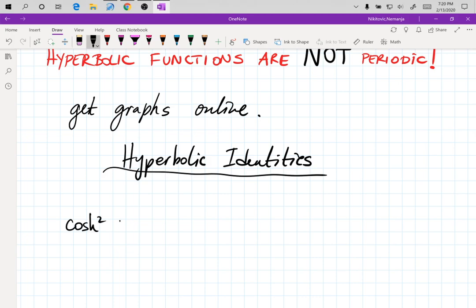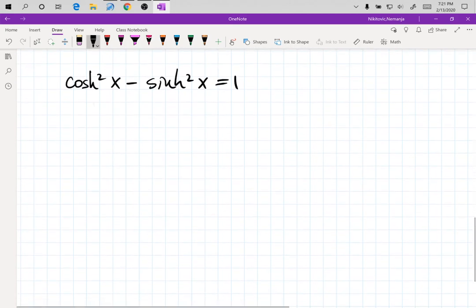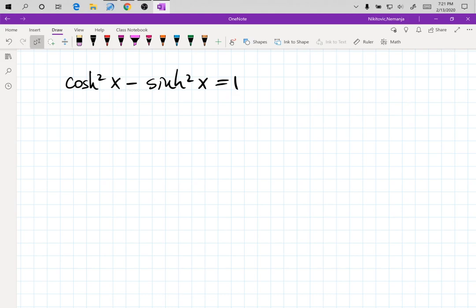Cosine hyperbolic squared x minus sine hyperbolic squared x equals 1. What was the trig formula? The same thing except h and it's a plus. Yeah. The trig one was sine squared plus cosine squared equals 1. This is cosine squared minus, right?